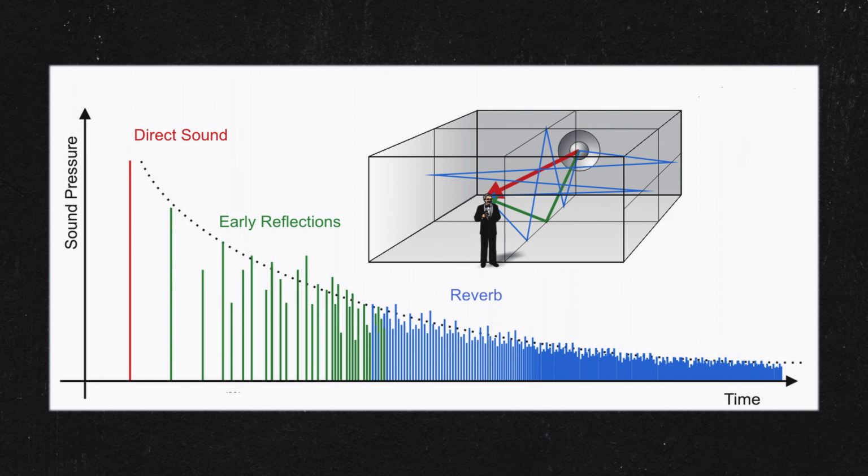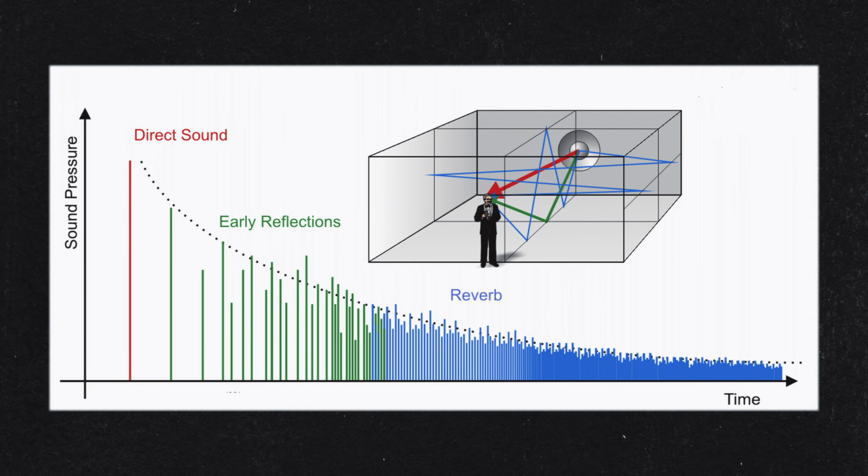Decay adjusts the length of the reverb or reverb time. Turning this control to the right changes the reverb time from short to long.